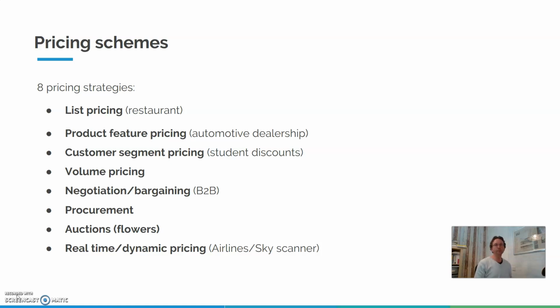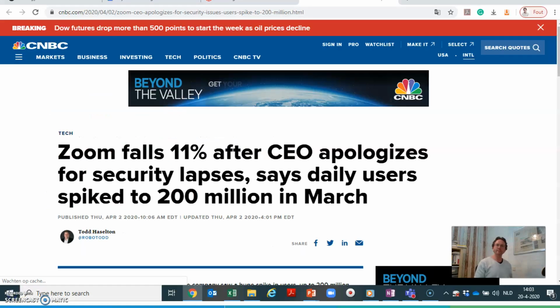Then there are variable pricing schemes, mostly used in business to business, negotiation or bargaining, procurement in large industries of large resources, auctions, for example in flowers, and real-time dynamic pricing, and airlines. I don't know, maybe you're using the Skyscanner app. Let's go back to our Zoomas example one more time to investigate the revenue stream building block.